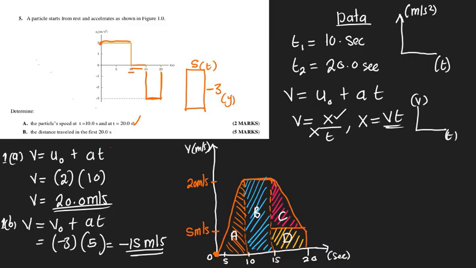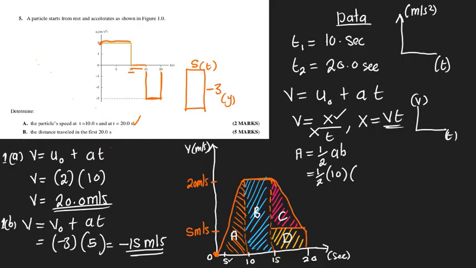Now, from here, let me find the area for A. Area for A is a triangle, so it's going to be 1/2 times a times b. What is my a? My a is the distance from 0 to 10, which is 10 actually. So that is going to be a 10 there.